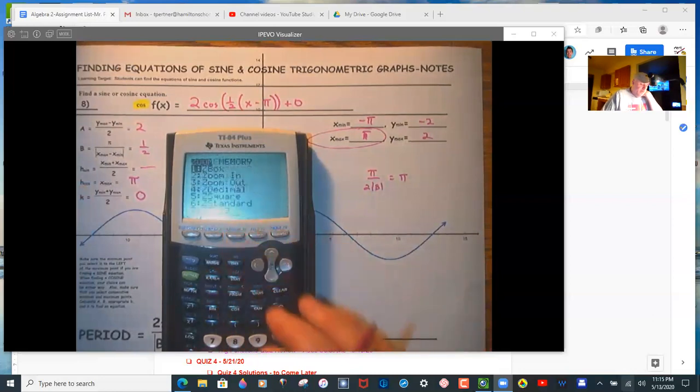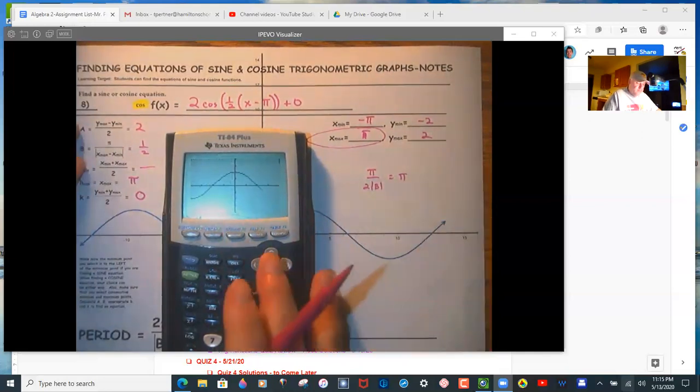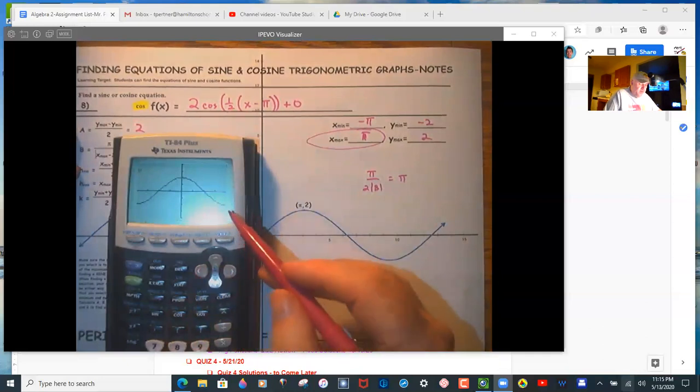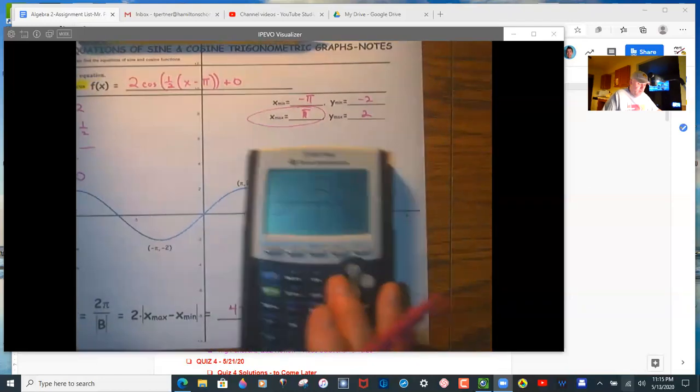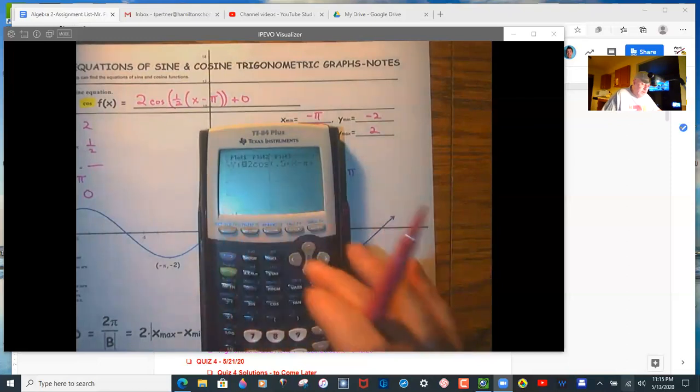Okay, and then you got a zoom trig to do, and you should be able to see it. So you're on this just because you're not stretched out enough.